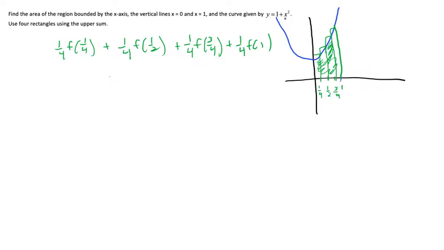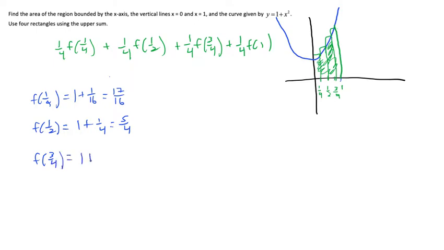Well, what is f of 1/4? We just plug in the 1/4 here. So f of 1/4 is 1 plus 1/16, which is 17/16. f of 1/2 is 1 plus 1/2 squared, which is 1/4. So that gives us 1 and 1/4. I'll write that as an improper fraction, 5/4. f of 3/4, once again, is 1 plus 3/4 squared, which is 9/16. As an improper fraction, that'll be 25/16.